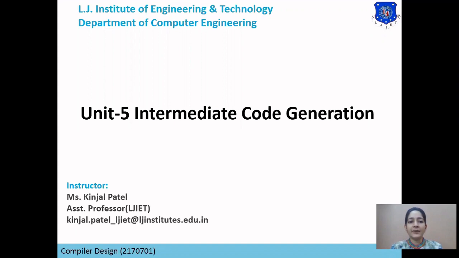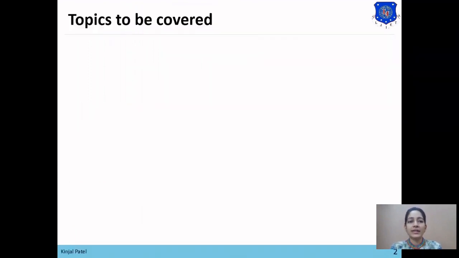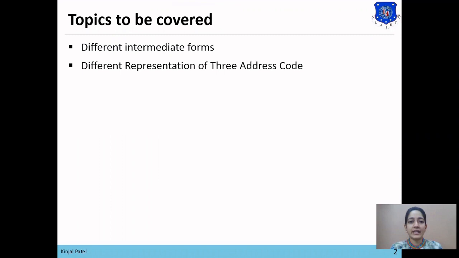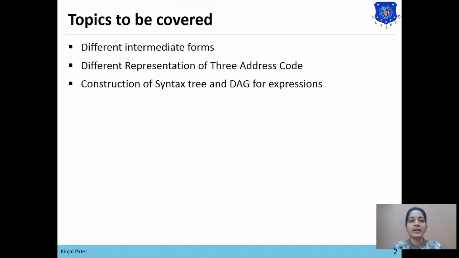So here is Chapter 5, Intermediate Code Generation, Lecture 1. The topics to be covered in this chapter are different intermediate forms, different representation of three-address code, and construction of syntax tree and DAG for expressions. And in this lecture, we will learn different intermediate forms, different representation of three-address code.